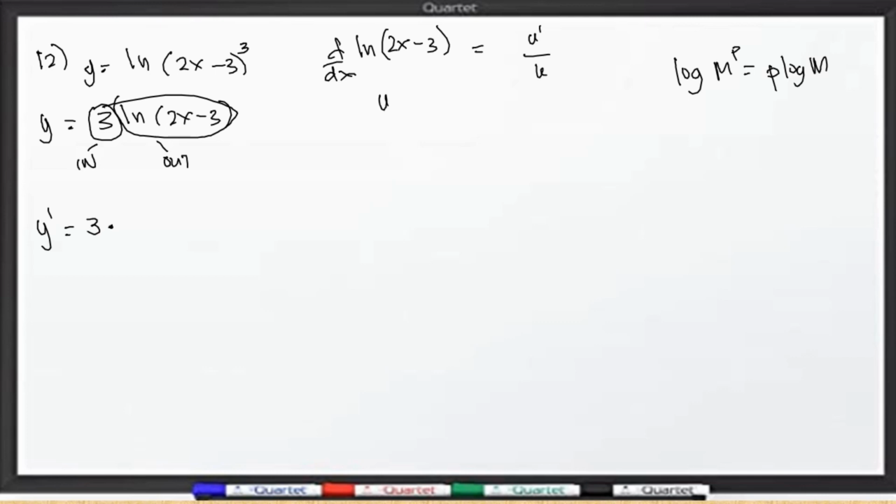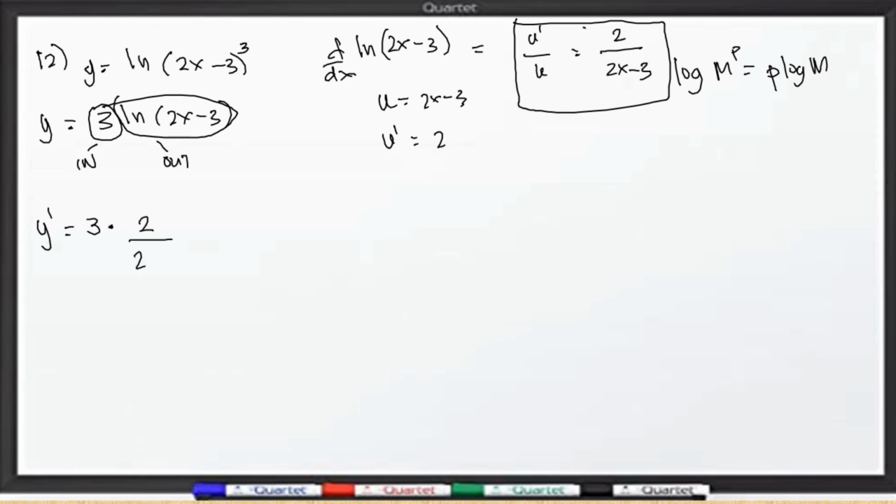Okay, our u will be 2x minus 3. Our u prime is equal to 2. Therefore, this will be 2 over 2x minus 3. Yan po ang ating magiging u prime over u. So, yun po ay susulat natin dito: 2 over 2x minus 3. And then, plus the outside, which is ln of 2x minus 3.